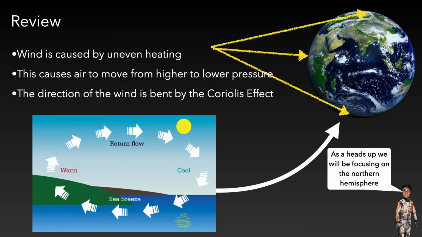Now, the actual exchange of that air, which is called wind, will not move in a straight line. Instead, it will be bent because the Earth is rotating underneath it, which is called the Coriolis effect. In the north, remember that the air is bent to the right, and in the south, the air is bent to the left. Now, as we move forward with the weather unit, we will really only be focusing on the northern hemisphere because that's the hemisphere where we will experience weather.